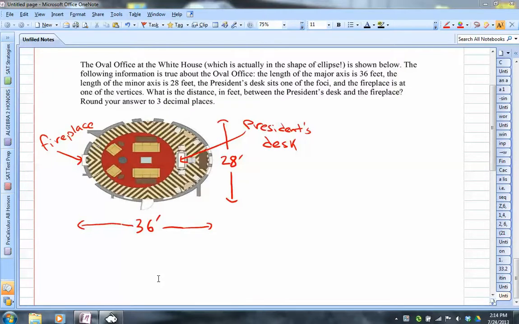Here is a video solution to a word problem that I had my Algebra 2 honors students work on just a few months ago. The unit dealt with conic sections, and the specific problem deals with ellipses. And so I gave my students a real-world problem that talked about the Oval Office at the White House, which is actually in the shape of an ellipse. And what they had to do was find the distance between the fireplace and the president's desk.